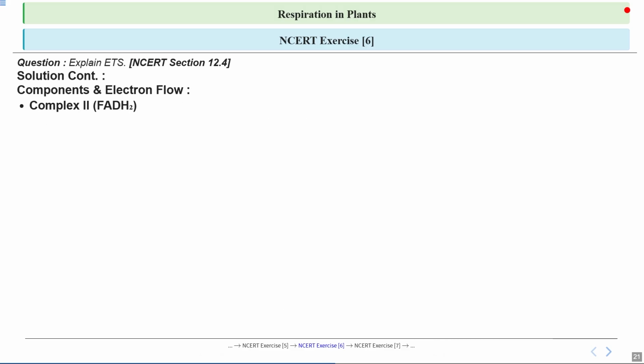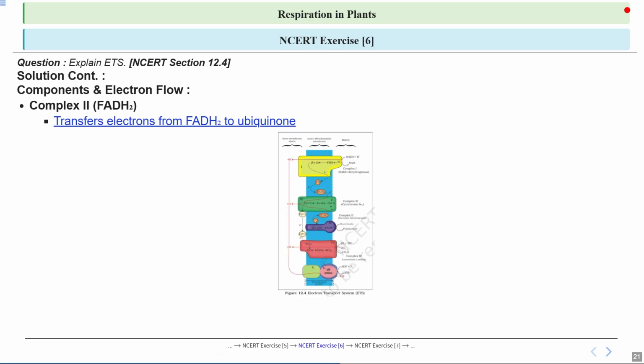The second complex is FADH2. So here there is transfer of electrons from FADH2 to ubiquinone. Here ubiquinone is further reduced by electrons from FADH2. This is complex 2, which is succinate dehydrogenase. So electrons from FADH2 are then transferred to ubiquinone.